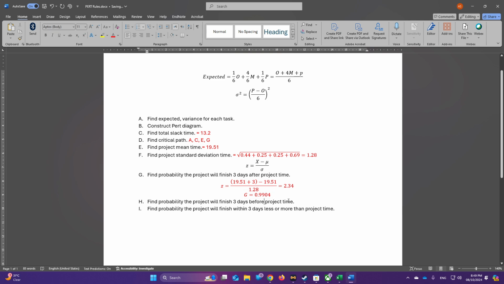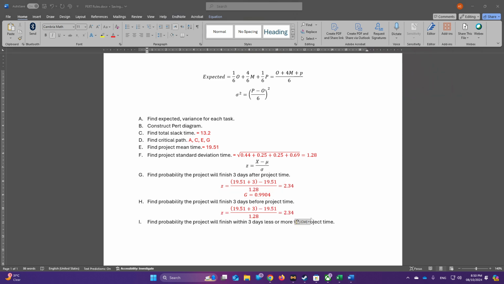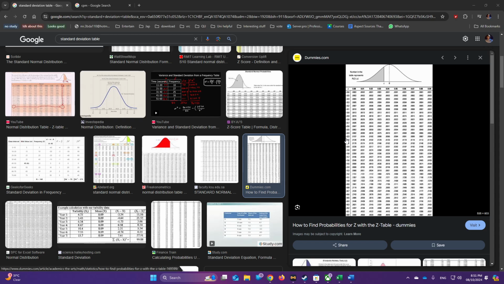Now to find it before the project time, someone might conclude that since it is before, you will just subtract it from 1. But let's do it this way. Since it has almost the same values, the only difference is that since we are going before, we need to subtract 3, and then we will get a negative value, which will be minus 2.34. Now we go back to the table and find one that has negative values. The pictures are getting smaller and smaller, but in the quiz you will get a big one. So here we have minus 2.3, and we find that it is 0.0096.